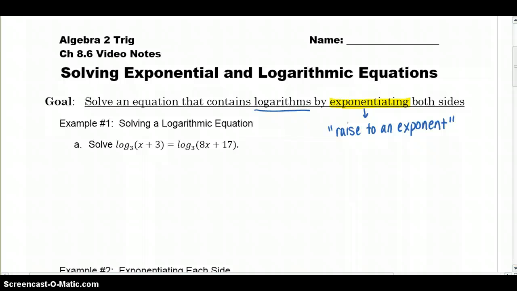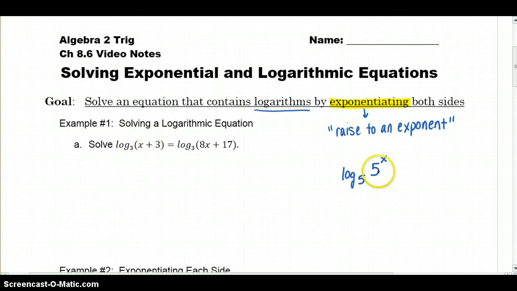So let's take a look at example 1a. Example 1a says solving a logarithmic equation, and then it says to solve log base 3 of x plus 3 equals log base 3 of 8x plus 17. So again, before, right, I'm just going to write it down real quick again, a base 5 to an x. To get rid of that base 5, we did log base 5.